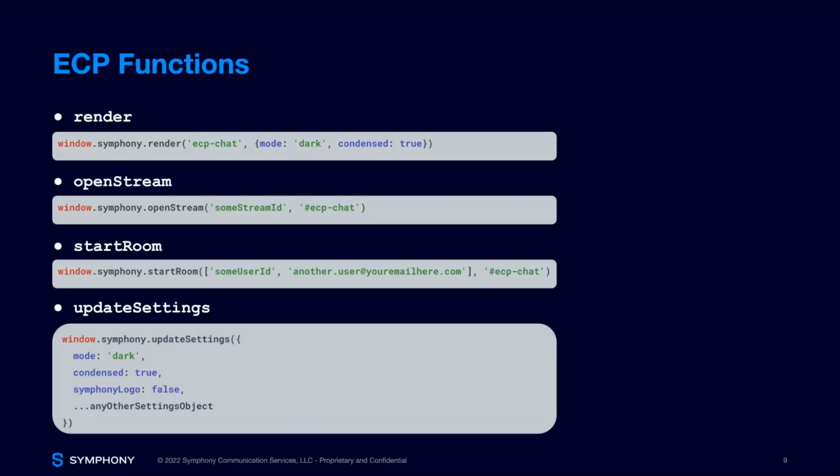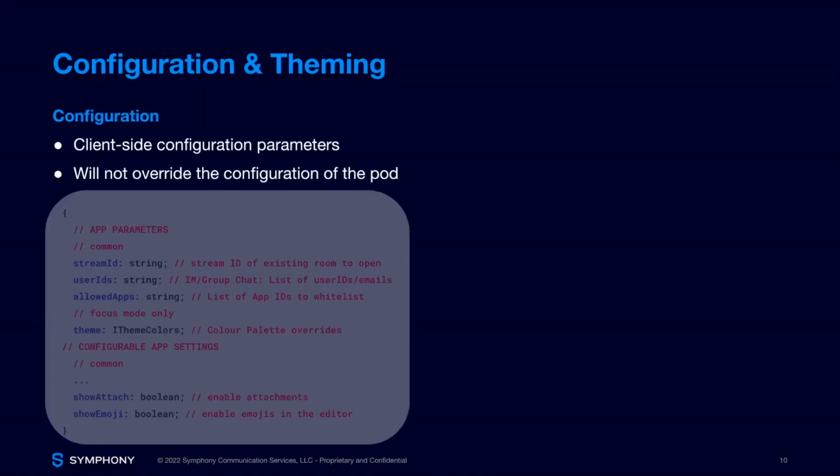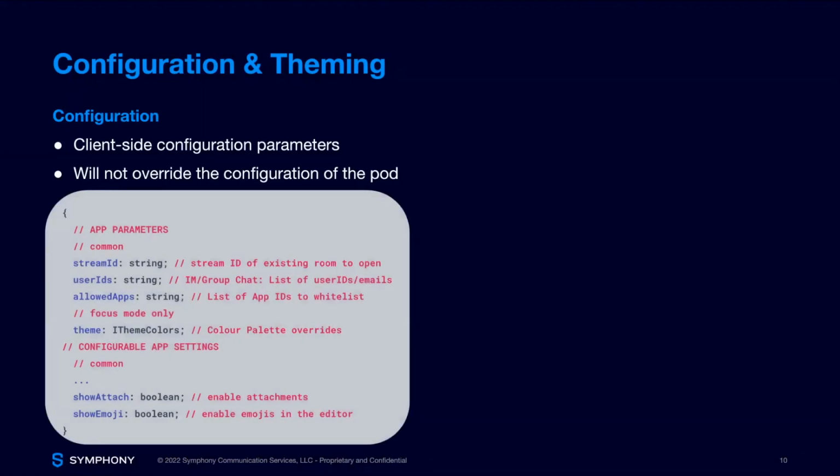So Kaosar, can you tell us more about the configuration and theming that the ECP SDK allows? Sure. So ECP configuration enables developers to control what options are available to users within the ECP chats. The common app parameters are for defining your stream ID for opening conversations and user IDs for creating new conversations. Then we have the configurable app settings. Here you can define granular controls for the ECP experience.